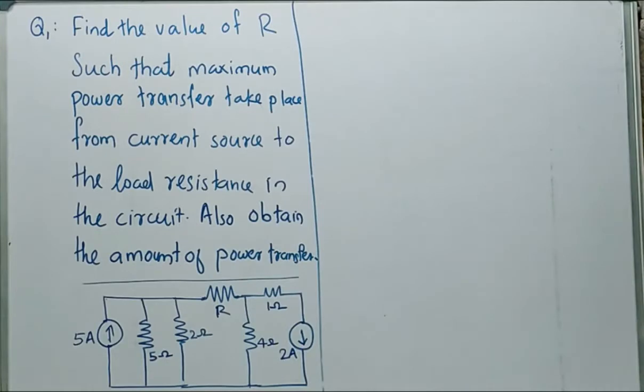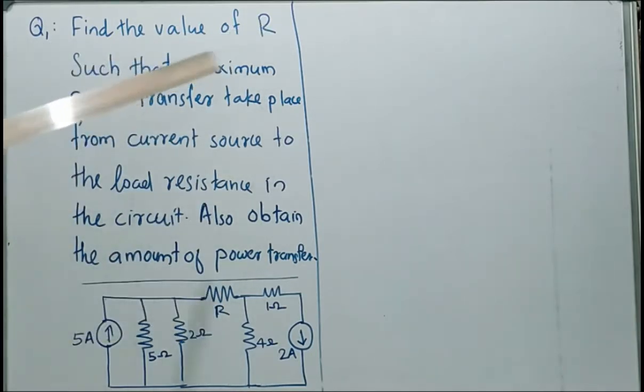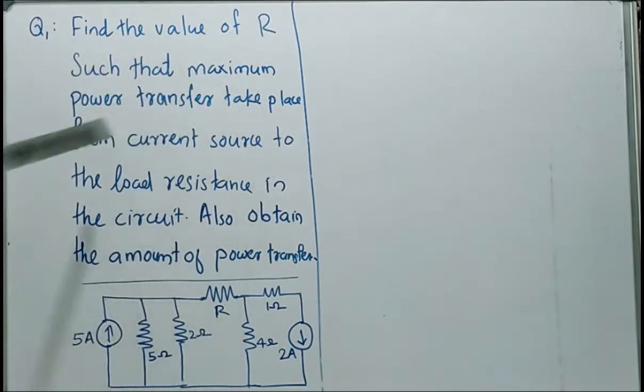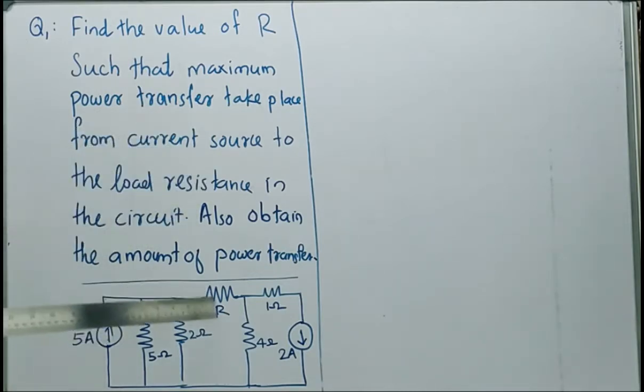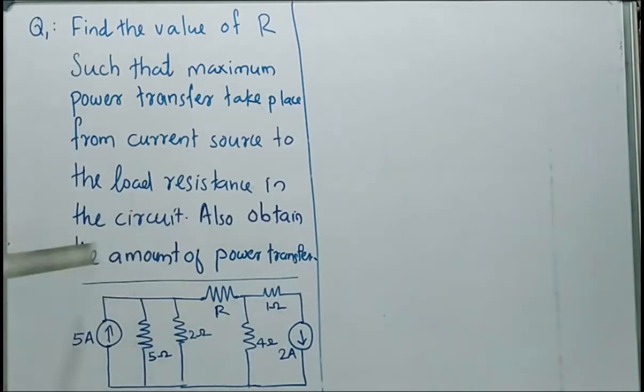Let's solve some problems in the maximum power transfer theorem in a DC network. The first problem is to find the value of resistance R such that maximum power transfer takes place from the current source to this resistance, that is, the load resistance in the circuit. Also, we need to obtain the amount of power transferred.